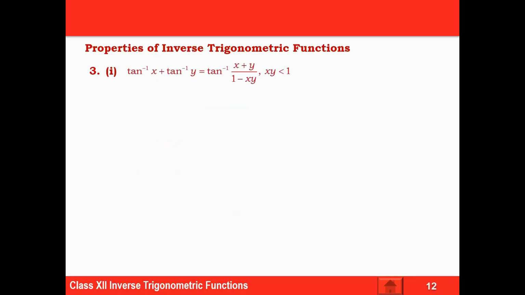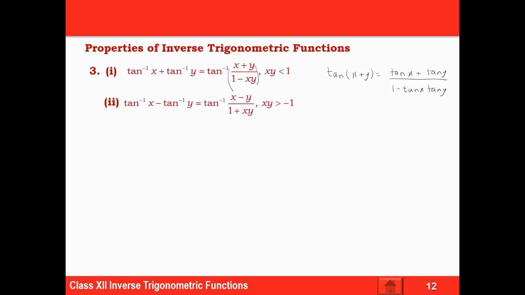Now these are the formulas which are derived from trigonometric functions. As you studied in class 11, tan of x plus y is tan x plus tan y upon 1 minus tan x tan y. So the same formula in the inverse is tan inverse x plus tan inverse y is tan inverse of x plus y upon 1 minus xy. And this formula is derived from the formula mentioned here. Similarly, tan inverse x minus tan inverse y is tan inverse of x minus y upon 1 plus xy, where the condition is that xy should be greater than minus 1.